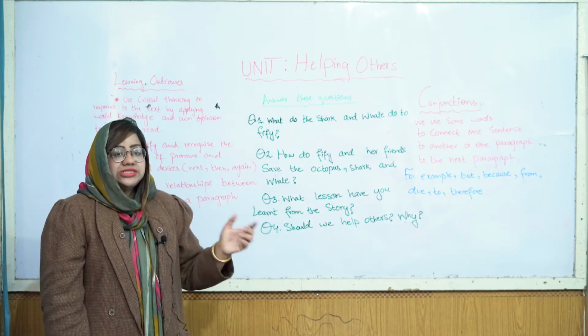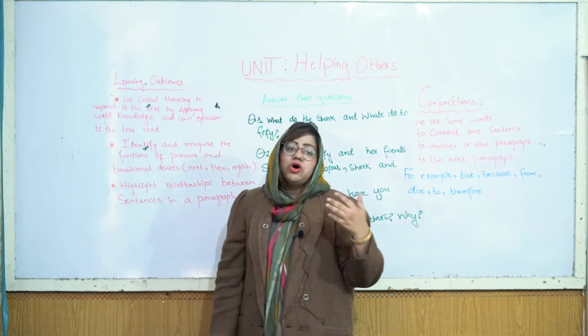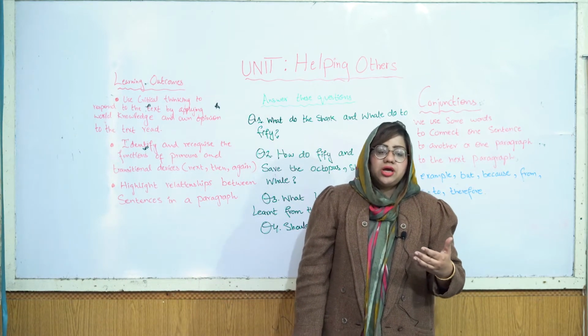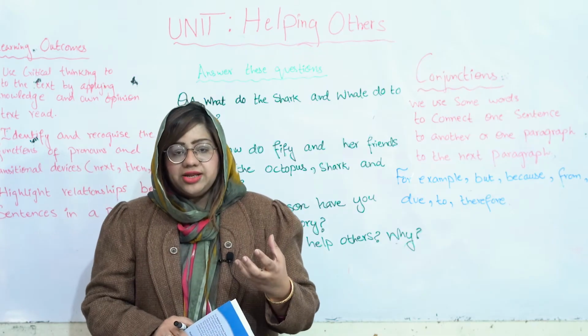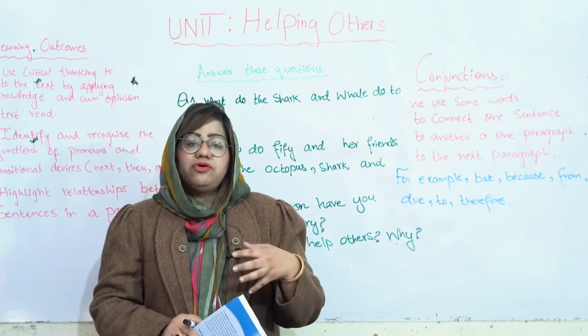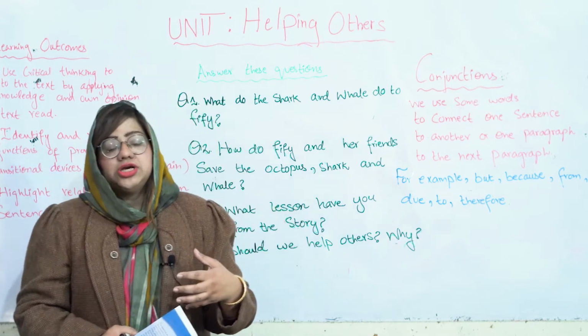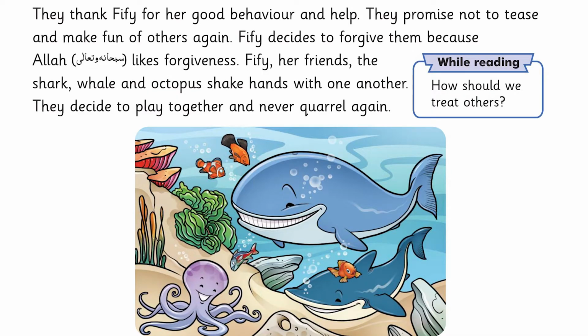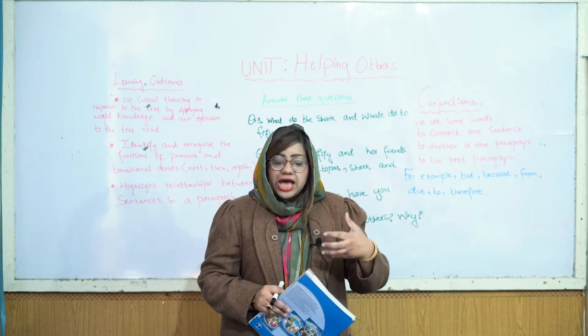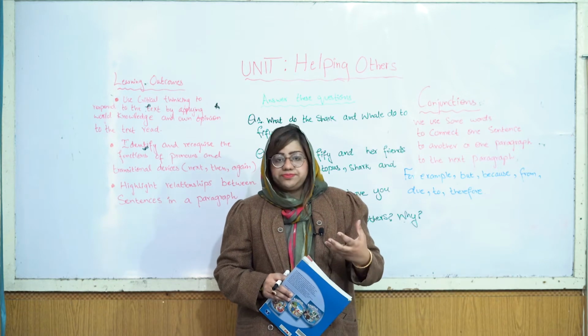Before we start, let's have a recap of the story that we already learned about the fish called Fifi. We know that Fifi is a small fish having small fins and a small tail. And obviously the big fishes laugh at her and make fun of her. After that, they got trapped in a net and the small fish took them out of that net. Then they realize that they have to work together and play together, and they do not laugh at each other. So the lesson that we have learned is about forgiveness.